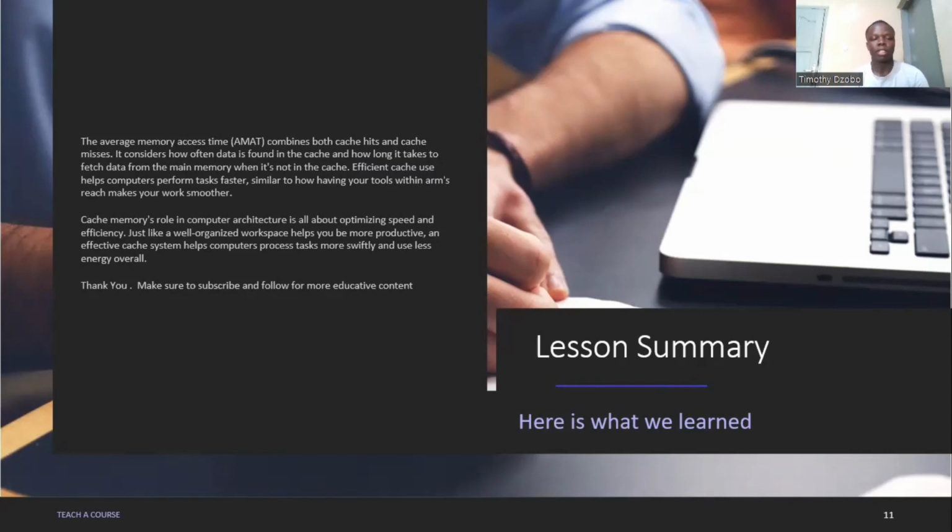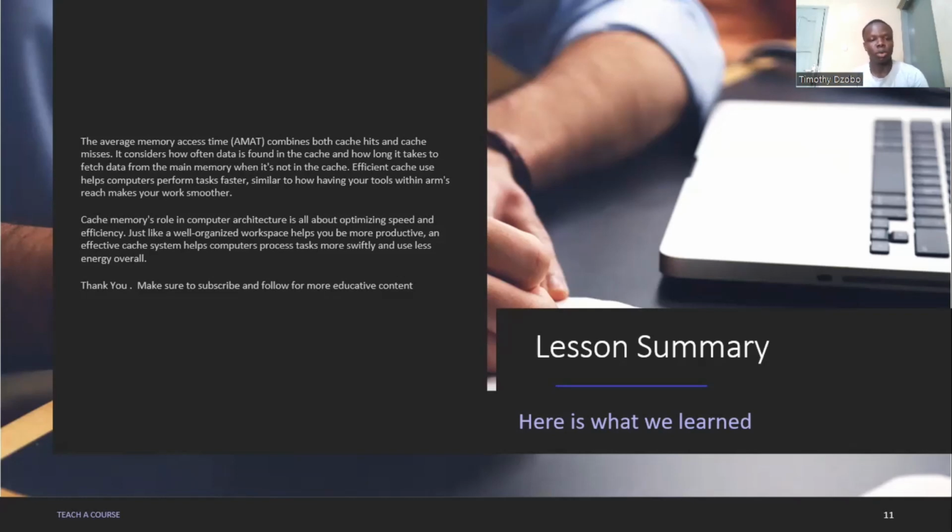The average memory access time, that is the AMAT, combines both the cache hits and the cache misses. It considers how often data is found in the cache and how long it takes to fetch data from the main memory when it is not in the cache. An efficient cache helps computers perform tasks faster, similar to having your tools within arm's reach, making your work smoother.